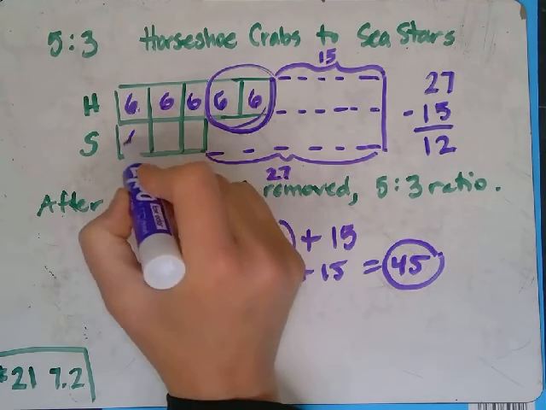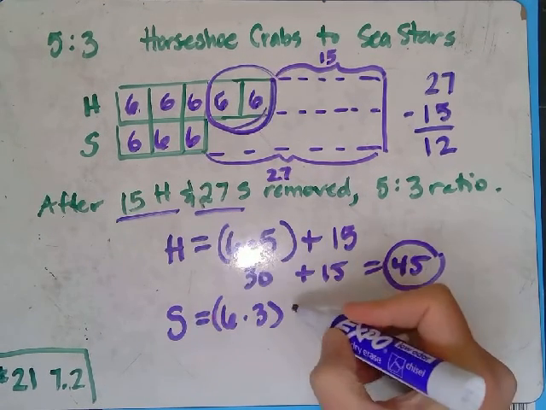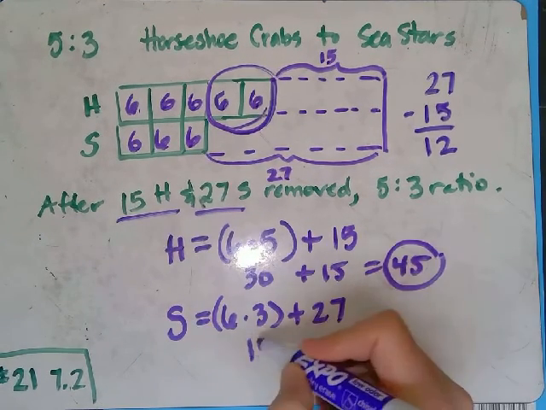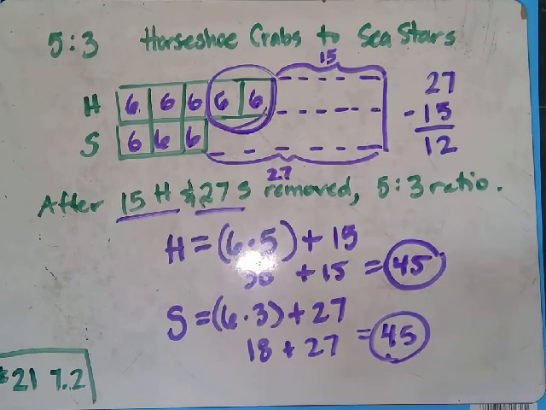So let's double check. Of course, if these are 6, these are also 6. And so this time we have 6 times 3, but now we're adding 27. So we have 18 plus 27, which is in fact 45. Okay, I hope that helped on that one.